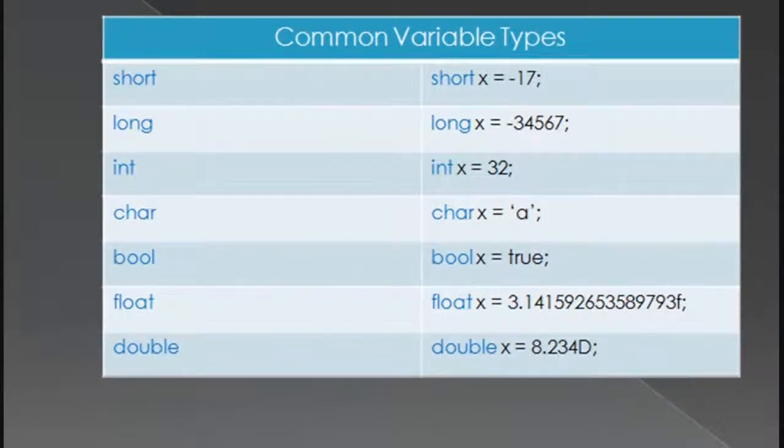Now here's variable usage. In short, we just say short variable name is equal to whatever. You can replace X with anything. I just left X in there because that's the most common. Long X is equal to whatever number, negative or positive. Int, same thing. Char variable is equal to single quote letter single quote. Remember to keep the single quotes when you use char. Bool variable is equal to either true or false.